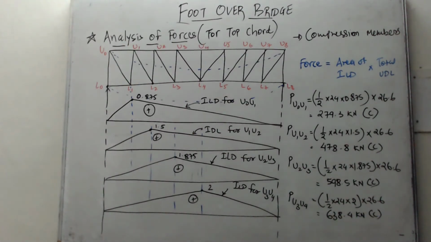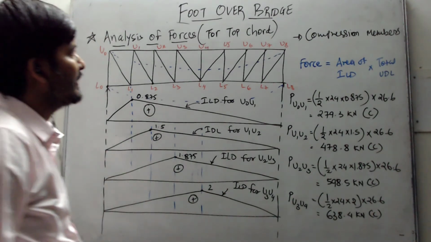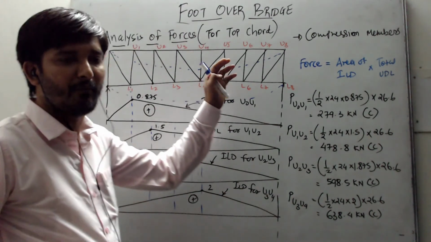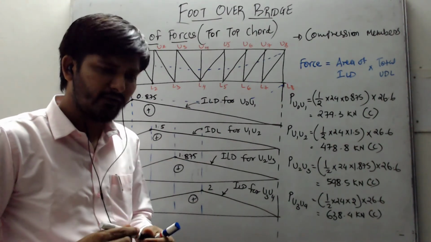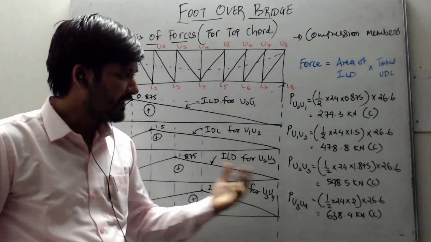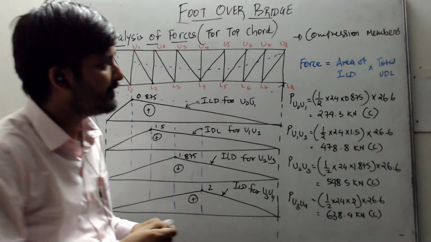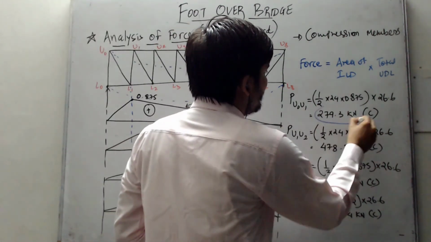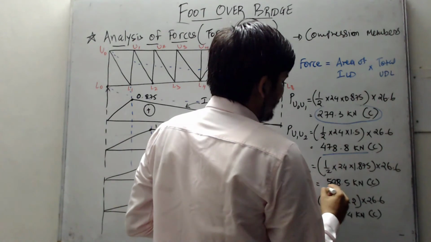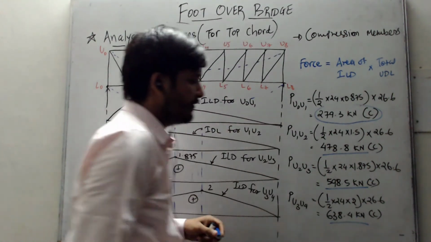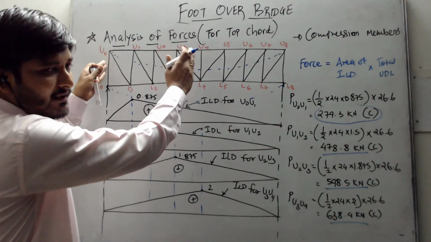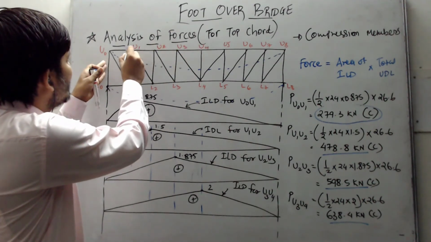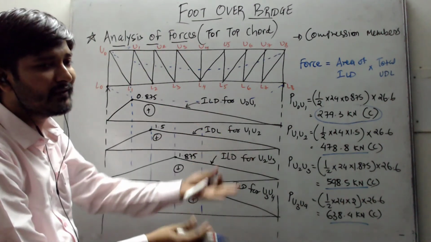Alright, so this is how you can calculate the forces in top chord members. Now the practical tip, right? Suppose you are doing the design practically, and you observe these forces in U1 U2, U2 U3, U3 U4. What you can observe from this is that as you go nearer to the center, the compression force is increasing.